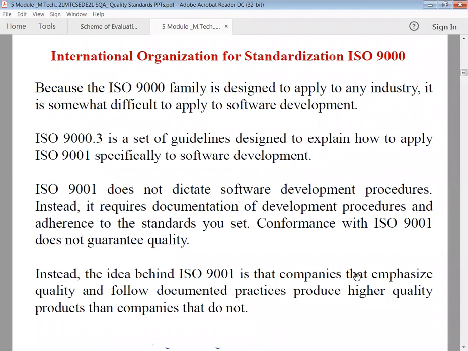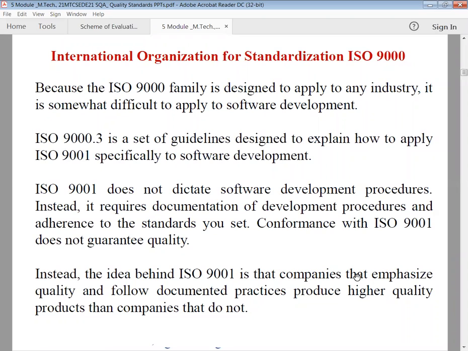ISO 9000.3 is a set of guidelines designed to explain how to apply ISO 9001 specifically to software development. So here 9000.3 is specifically that particular guideline. The subsection provides the guidelines for software development standardization. ISO 9001 does not dictate software development procedures. Instead, it requires documentation of development procedures and adherence to the standards you set.